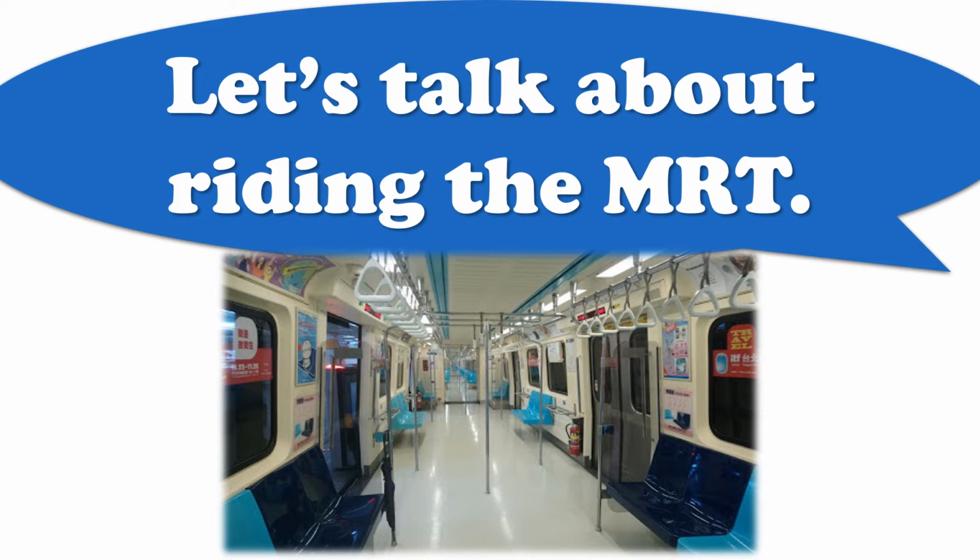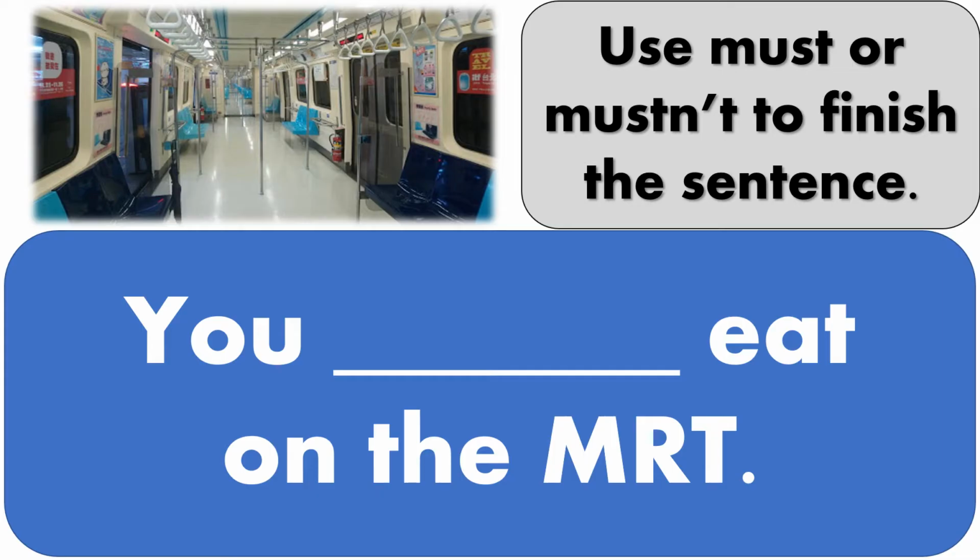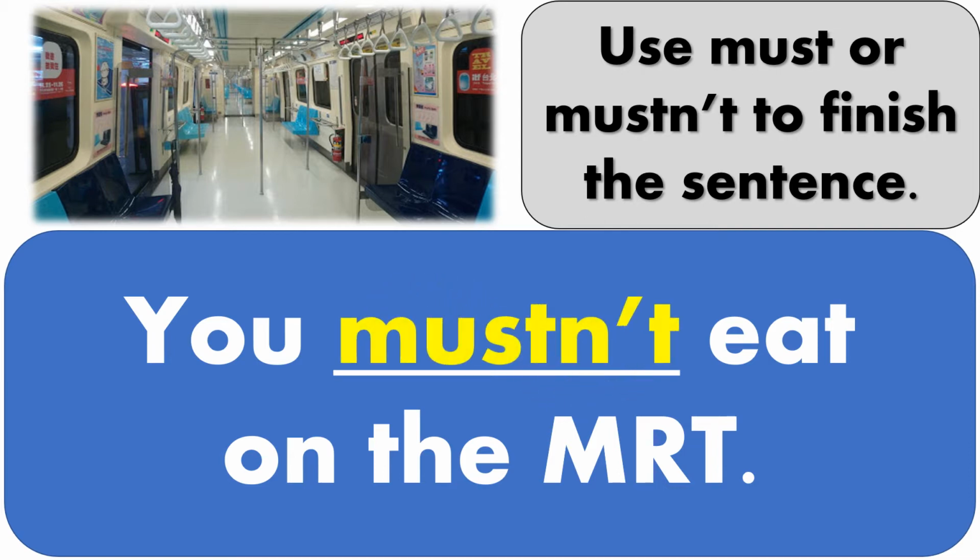Now let's talk about riding the MRT. Would you use must or mustn't to finish this sentence? Read carefully and say it out loud. This one is an easy one. It should be mustn't. You mustn't eat on the MRT. We want to make sure the MRT is nice and clean. Say it after me. You mustn't eat on the MRT.